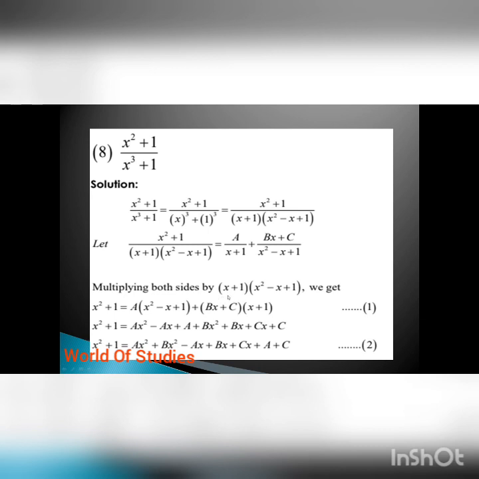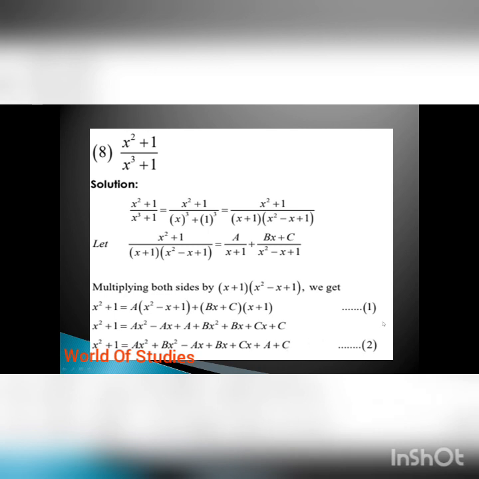Now multiplying both sides by (x plus 1)(x square minus x plus 1), we get x square plus 1 is equal to a(x square minus x plus 1) plus (bx plus c)(x plus 1). This is called equation number 1. For further simplification, we multiply a inside the bracket and we get ax square minus ax plus a, and plus bx square plus bx plus cx plus c. Now combining the like terms: ax square plus bx square minus ax plus bx plus cx and plus a plus c.